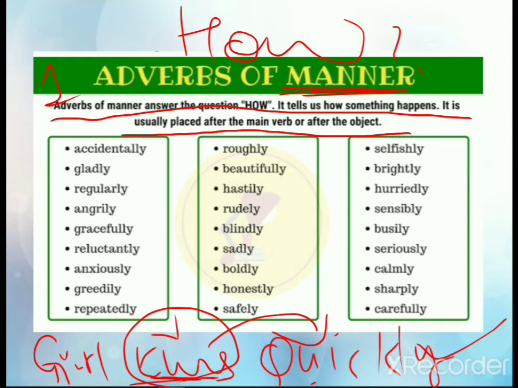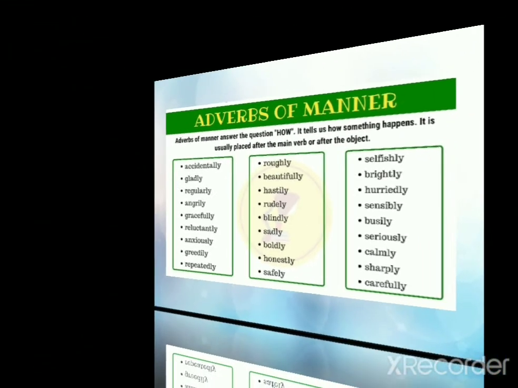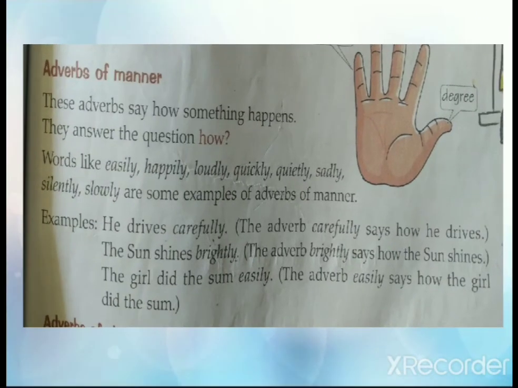See, accidentally. She jumped accidentally. Her intention was not jumping, but accidentally she gave a jump. Next. He looked angry. How did he look? Angry. So these are all the possible examples of adverbs of manner. Is it understood? Let's see what your textbook tells you about adverbs of manner.